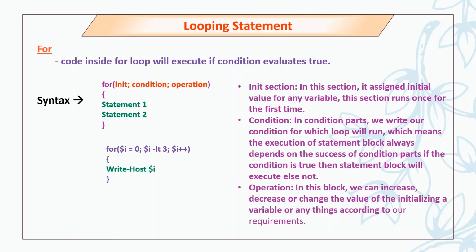In the operation part, we can increase or decrease or change the value of a variable or anything else according to our requirement. As you can see in this example, the value of variable I is printed till the condition is true, meaning the value is less than 3.